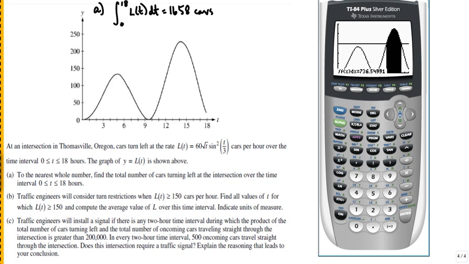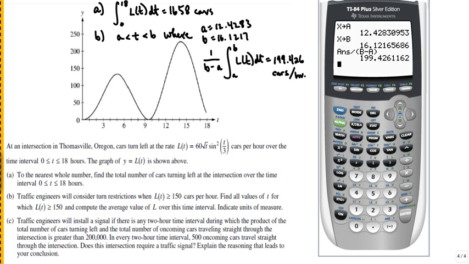b minus a. So I'm going to divide that by alpha b minus alpha a, close parentheses, and I get 199.426. And so I write down the information that I needed for that problem, and it's 1 over b minus a, integral from a to b of L of t dt is 199.426, and the units are cars per hour. We'll continue in the next video.